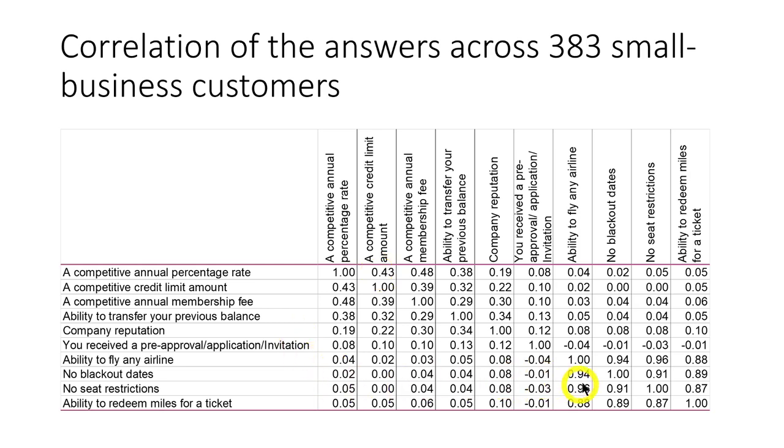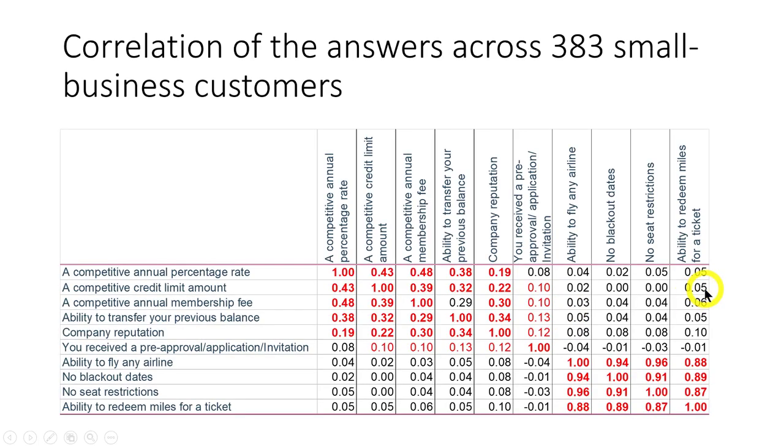No blackout dates and ability to fly any airline. Correlation of 0.94 across 383 observations. Small business owners who found no blackout dates to be highly important also found the ability to fly any airline as also being influential in choosing a credit card. It's hard to find a pattern in this data, but as soon as we rearrange the rows and columns, that pattern becomes more obvious. Here it is.